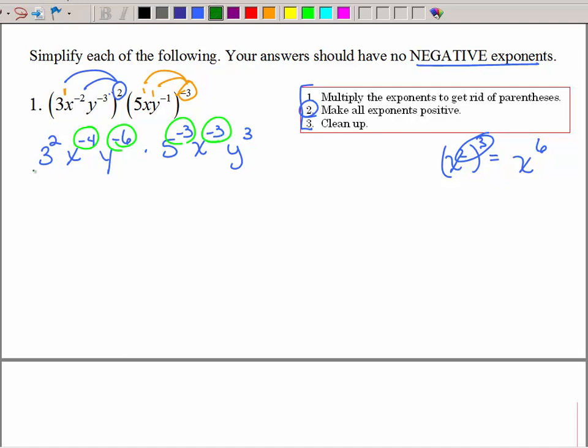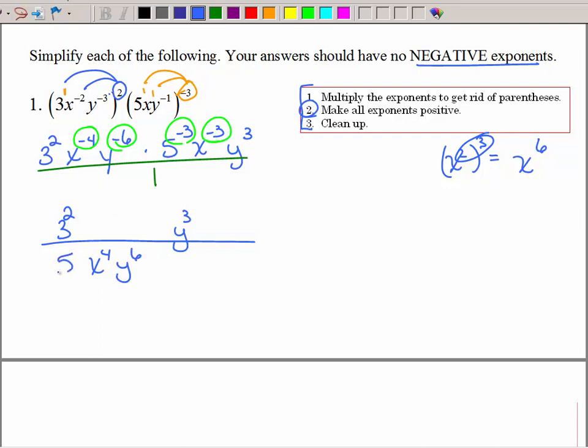So I want you to think about this all being over 1, one big happy fraction. So I'm going to keep that fraction. If it's a positive exponent, it stays where it is. But all those negatives need to move to the bottom. So I'm going to have x to the 4th, y to the 6th, 5 to the 3rd. I'm just going to put that in front because that's kind of where numbers go. And I have x to the 3rd.